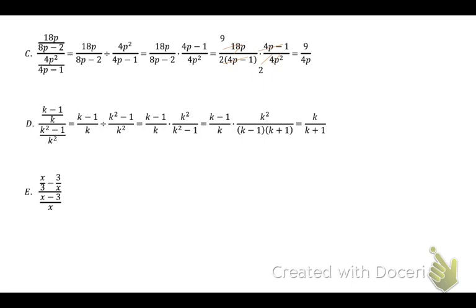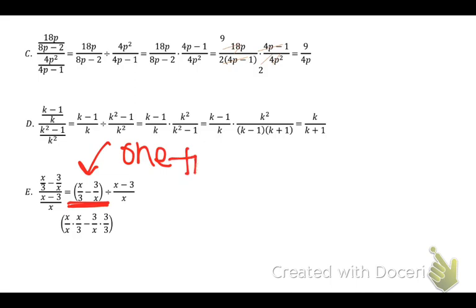Okay, we're getting a little bit more complicated now. So again, we're just going to start by writing this as a division problem. And I'm going to write those first two in parentheses. So I have x over 3 minus 3 over x divided by x minus 3 over x. I am going to look at this part first. And I need to get a common denominator. I need to subtract those so that that is one fraction.